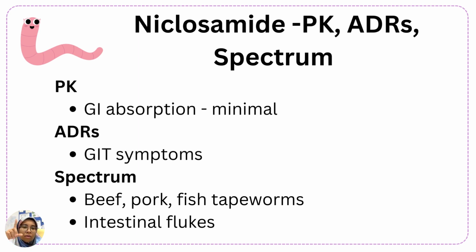Okay. ADRs sebab dia confined a lot in the GI, then the adverse reactions a lot will be on GIT symptoms. Nausea, vomiting, diarrhea lah, the usual ones. Cool. Okay, so spectrum, most of it second line kan yang cakap tadi. So it's a second line treatment for most tapeworms, including beef, pork, fish tapeworms, as well as you can use it for intestinal flukes. Nampak kan intestinal kan, dia tak ada tissue flukes sebab apa? Dia tak boleh nak cross, dia tak boleh nak being absorbed in the GIT. So dia tak banyak lah nak masuk dalam systemic circulation tu.